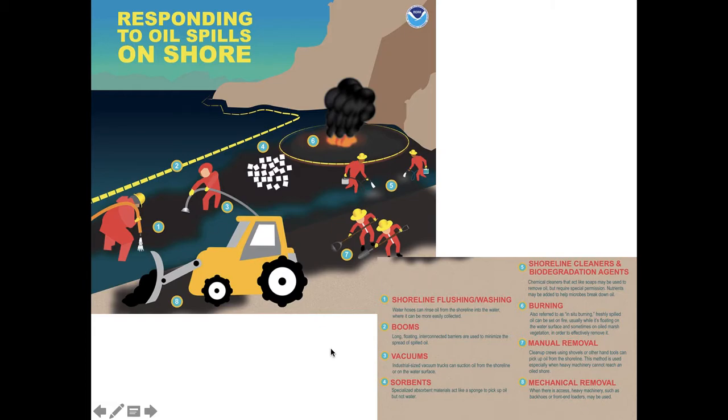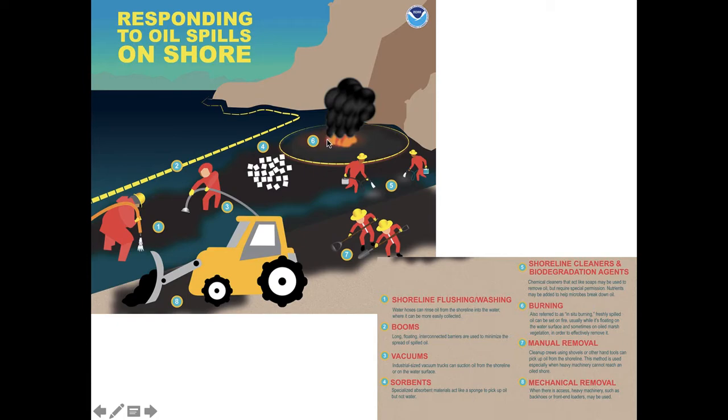They often use sorbents, which are absorbent materials that soak up the oil, and then you can take it away to an offsite for disposal. And these are things that would soak up oil but not soak up water, so they're pretty effective at, once you remove that, it takes the oil with it. There's shoreline cleaners and biodegradation agents. These are things like soap that can help remove the oil. Again, burning may be necessary.